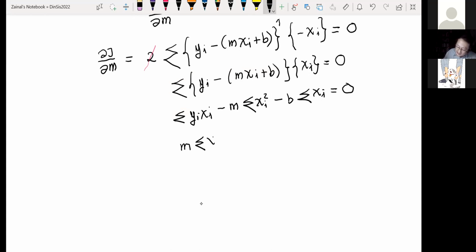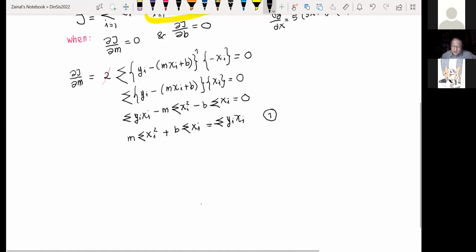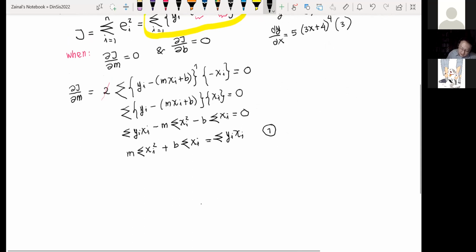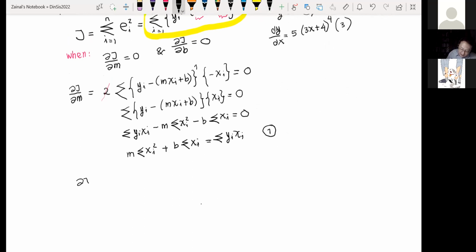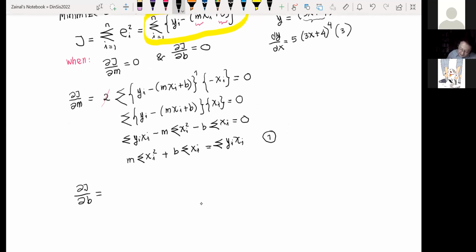Sigma xi squared plus b sigma xi is equal to sigma yi xi. This is the first equation. Okay, now we want to derive the second equation. The partial derivative of J with respect to b is equal to 0.